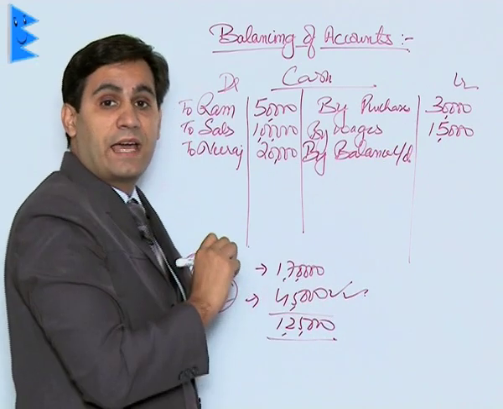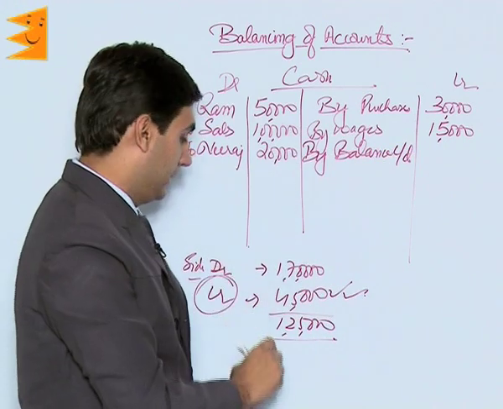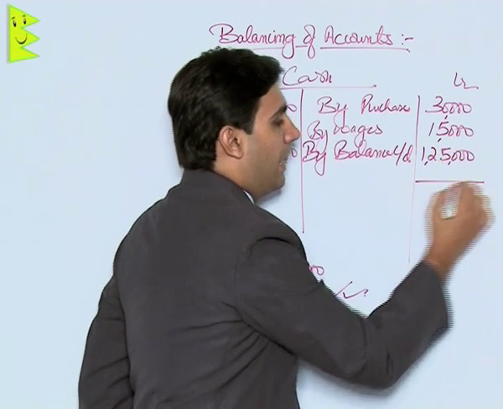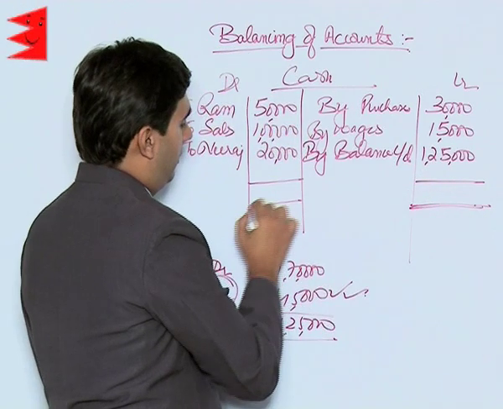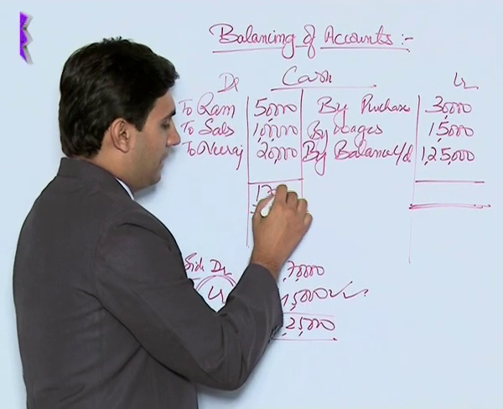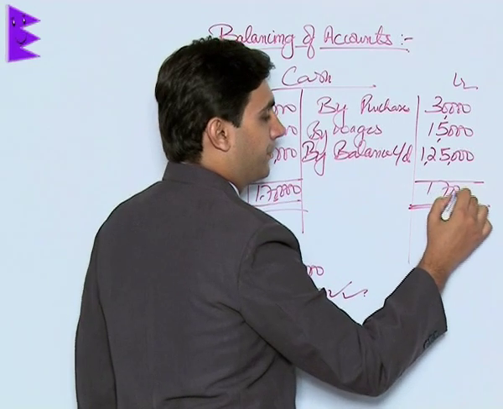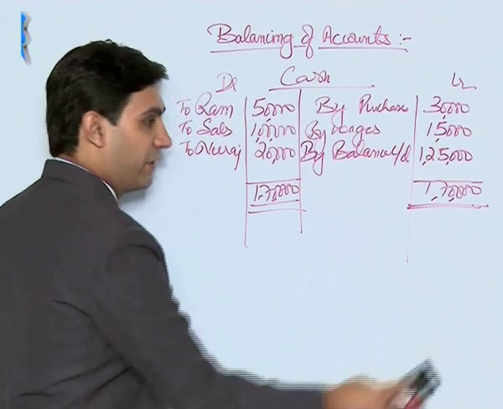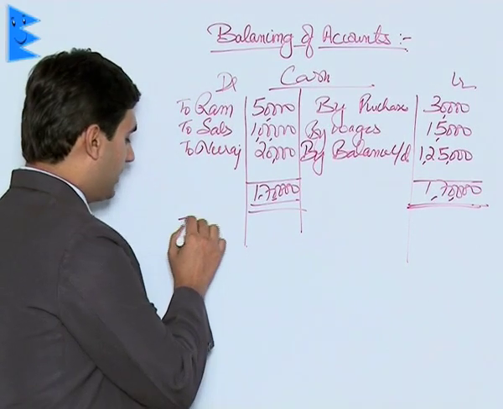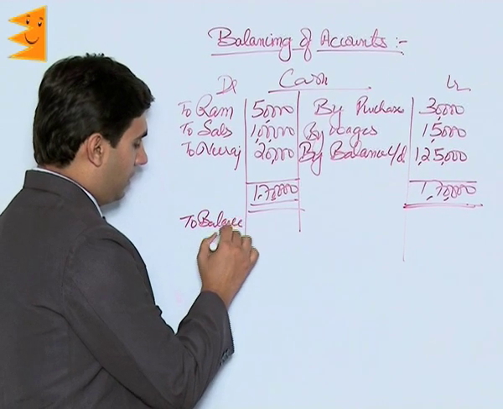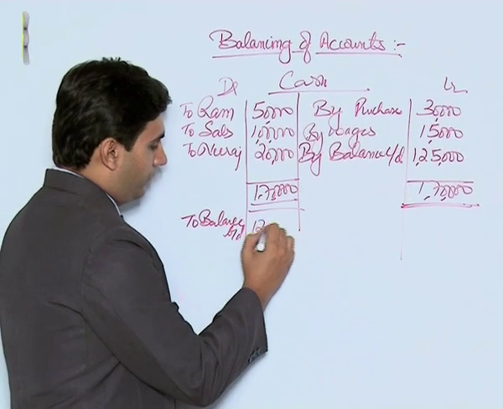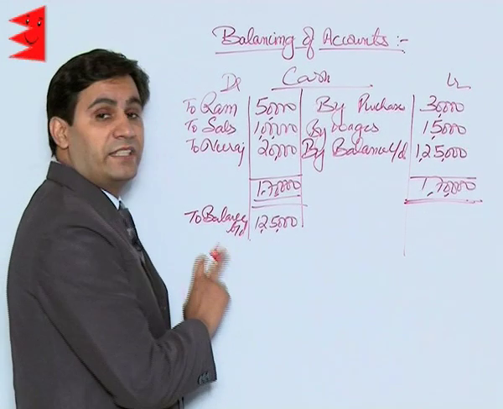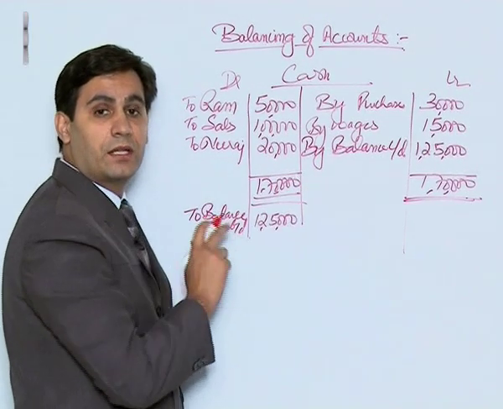c/d. C/d means carried down, that is carried down to the next accounting period. So in this case, 1,25,000 will appear here and the totals would be 1,70,000 on both the sides. Now, this balance of 1,25,000 that we have calculated will be shown on the debit side as to balance b/d, brought down, 1,25,000 in the beginning of the next period. This brought down means that this balance has been brought down from the previous accounting period.